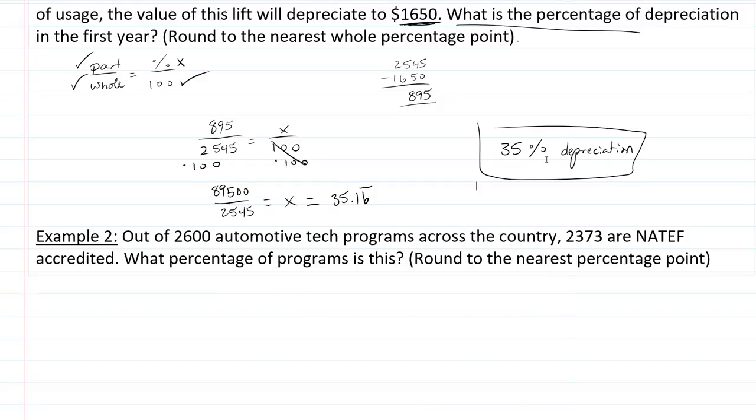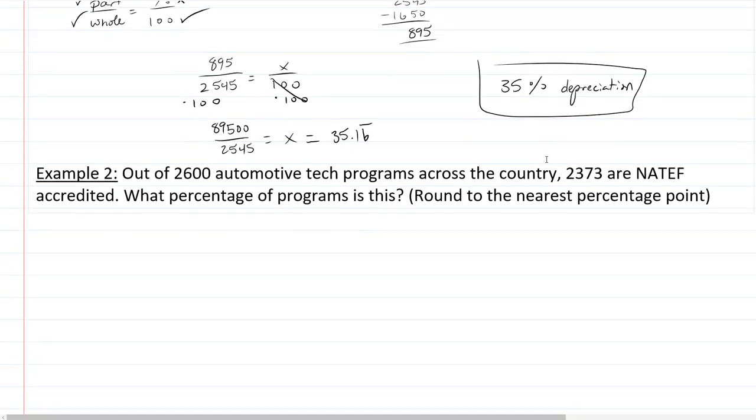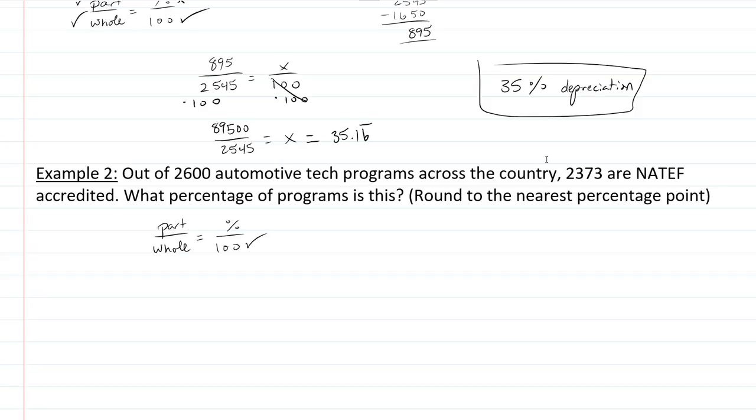So now let's go to another problem. Example 2, out of 2,600 automotive tech programs across the country, 2,373 are NATEF accredited. What percentage of programs is this? And again, we're going to round to the nearest percentage point. So we use part over the whole equals the percent over 100. So we're always given 100, and we're given the whole, which is the 2,600, and we're given the part, which is the NATEF accredited, but we're not given the percentage because it's asking what percentage. So that's going to be our X.